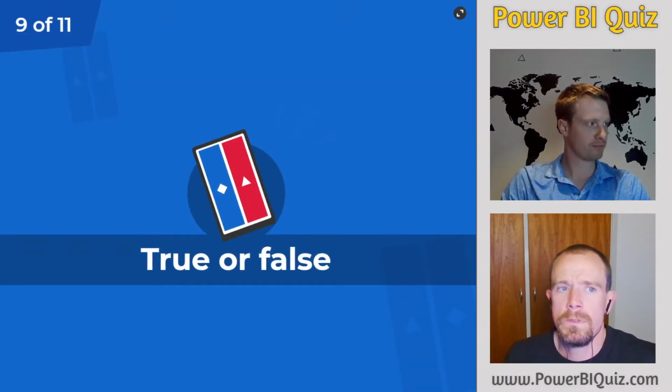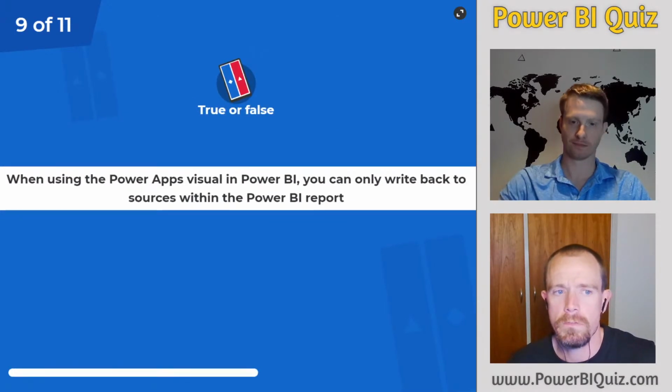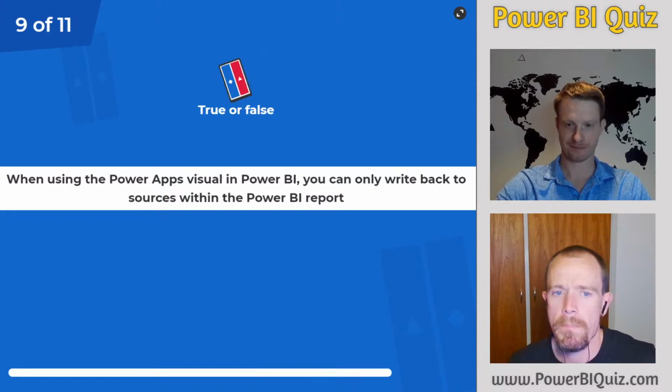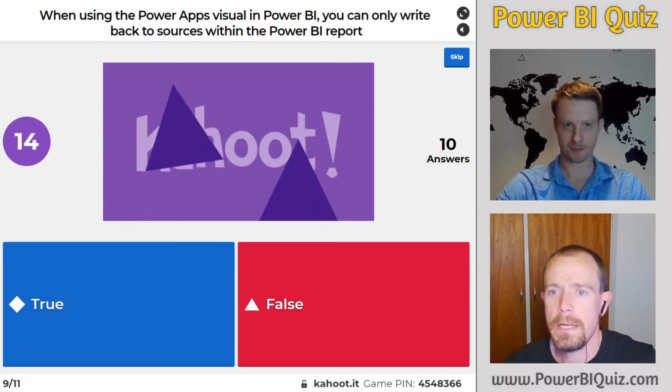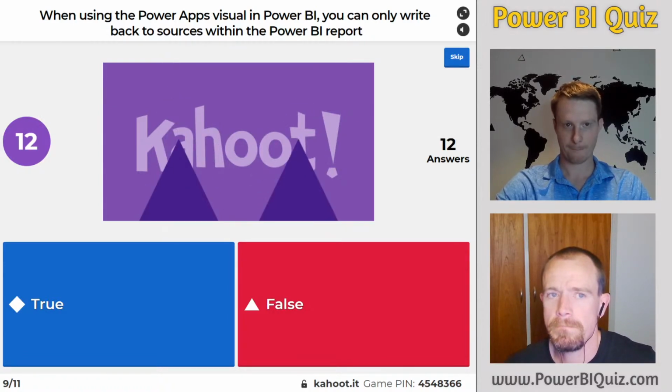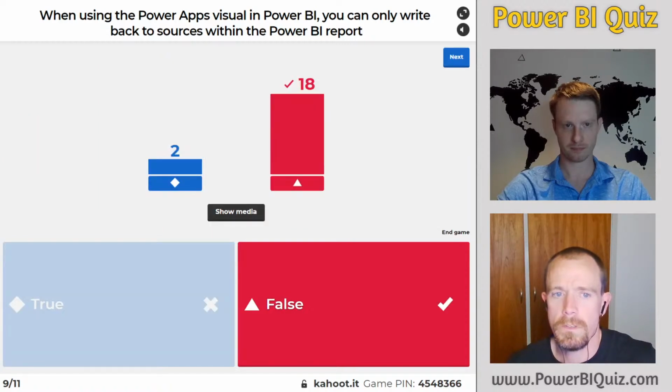So we have the 8th question here. True or false? When using the Power App visual in Power BI, you can only write back to sources within the Power BI report. Is that true or false? And most people got that one right.